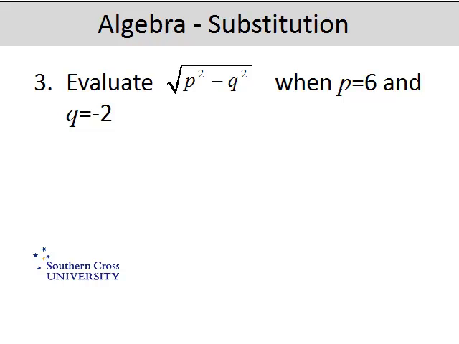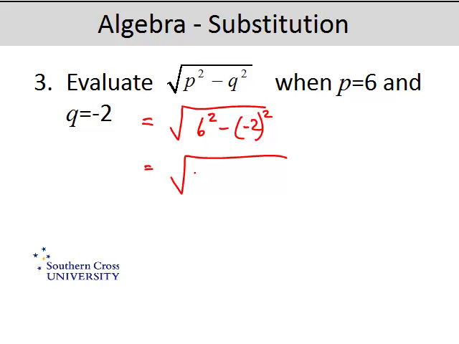Third question. We're asked to evaluate the square root of p squared minus q squared when p is 6 and q is negative 2. So that's equal to the square root of 6 squared take away, and I'm going to put brackets for the negative 2 squared. So that's the square root of 6 squared is 36. We've got to do the squared first.